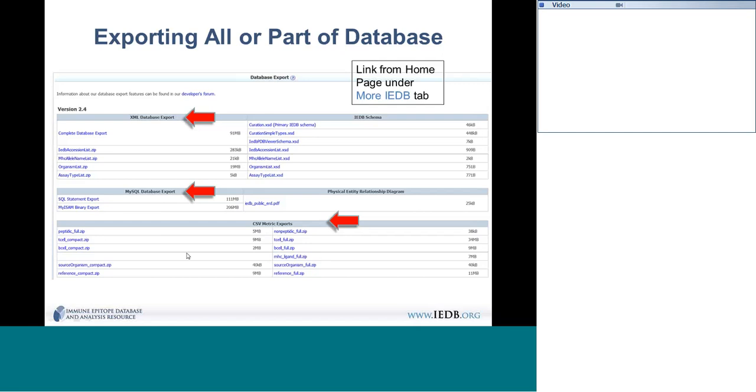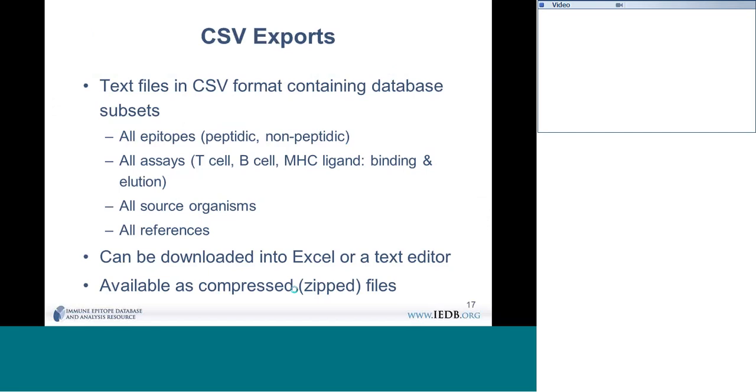So you can see it's broken down into epitopes and the assays, and source organism and references. And if you can read this, it says compact on the left side and full on the right side. I'll expand on that in the next slide or so.